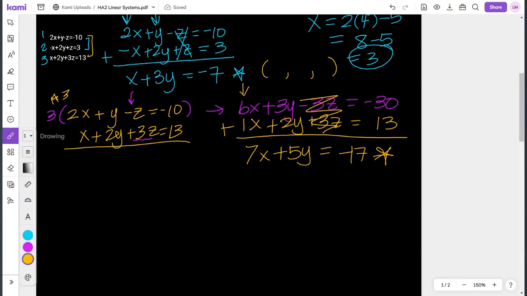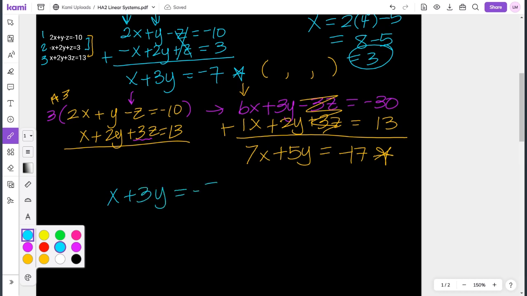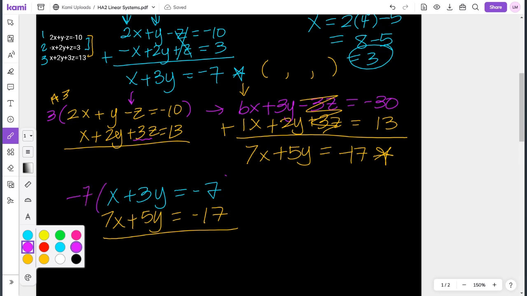So I'm going to pick that first equation, x plus 3y equals negative 7. And I'm going to take the yellow equation, 7x plus 5y equals negative 17. All right, I cannot get anywhere if I add them. I'm going to get 8x and 8y. That doesn't help me. I need to get rid of x or y. So I'm going to multiply the top equation by a negative 7 to get rid of the x's.